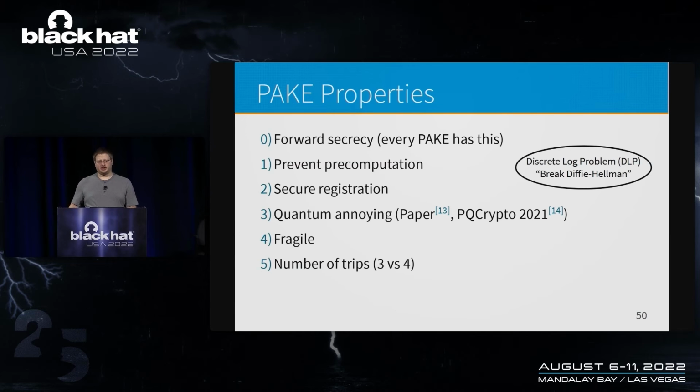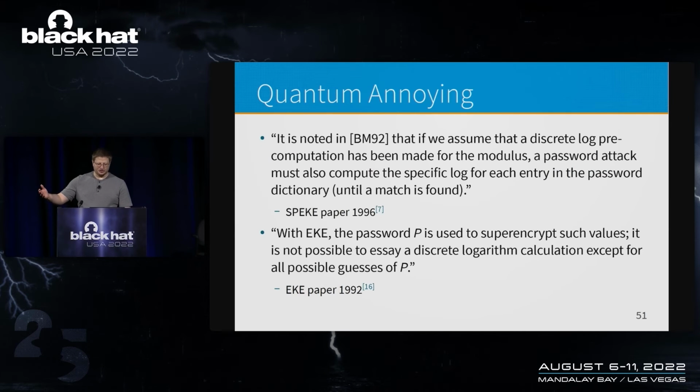Fragile: that's when all the security of the algorithm depends on a static Diffie-Hellman oracle. And number of trips, 3 versus 4. Obviously, 3 is better. But when I coined the term, I didn't actually know that anyone knew about this property. When I was reading the SPEKE paper, I noticed this quote. I'm not going to read it, but then they referenced the EKE paper that basically said the same thing.